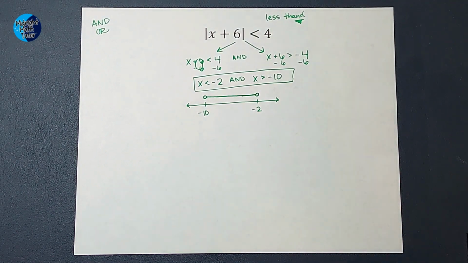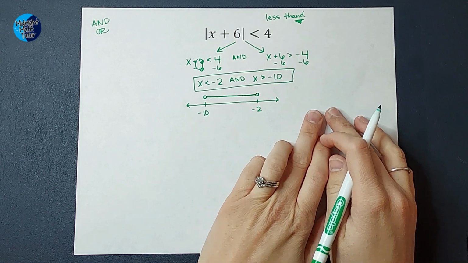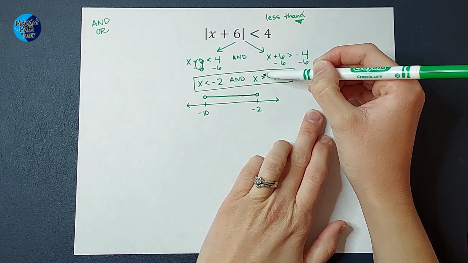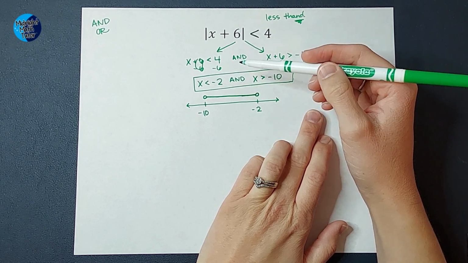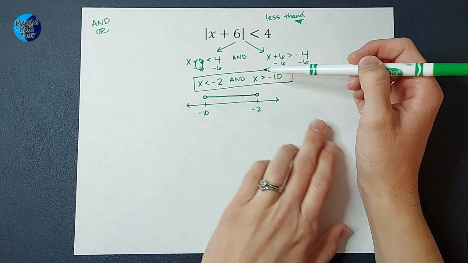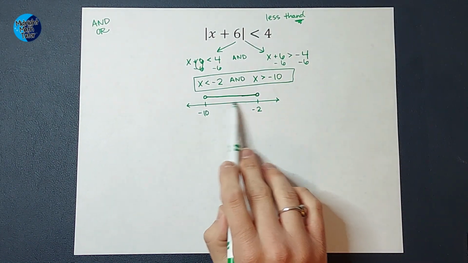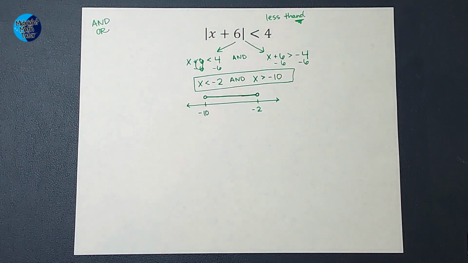The reason the and is important is because like 100 is greater than -10, right? So it would work for this one, but 100 is not less than -2, right? So it needs to work for both of them, which is why there's an and. So any number between these 2 will work for this inequality, okay?